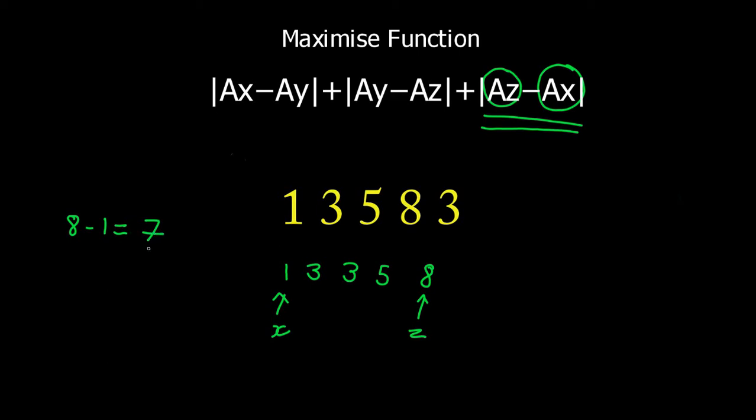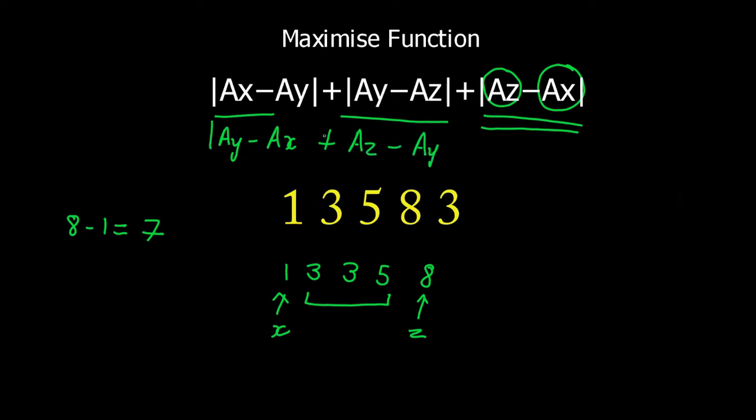Now all I am required to do is to choose an index y, which is definitely one of these possible indices, such that the value of this function is maximized. Let us try to find out what we are going to do with this y. As this part and this part are written in the mod, it is fair to write ay minus ax and az minus ay.